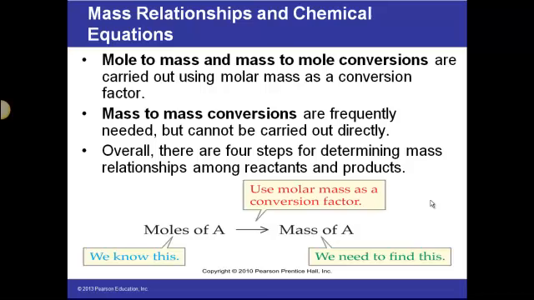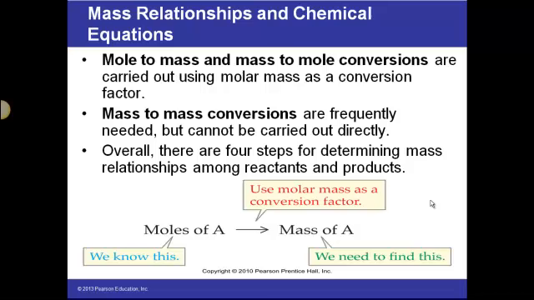So in the last section, we were doing mole to mass and mass to mole conversions, and we saw that these are carried out using the molar mass of a compound as our conversion factor. So how many grams are there per mole of a substance? And then we can use that to calculate the gram weight, or we can use that to calculate the number of moles that we have present. So mass to mass conversions are frequently needed, but they cannot be carried out directly because the mass of one substance is not equivalent to the mass of another substance. And so you have to do that indirectly by moving through the mole conversion.